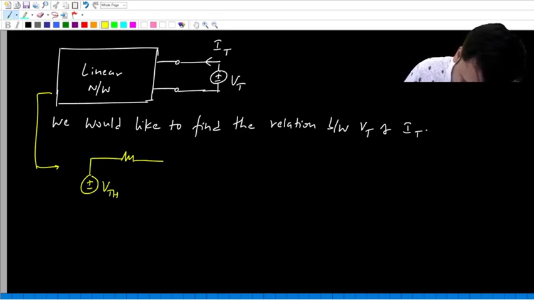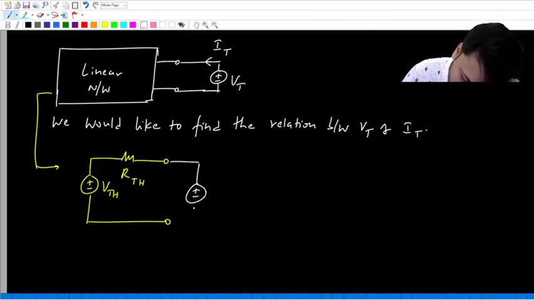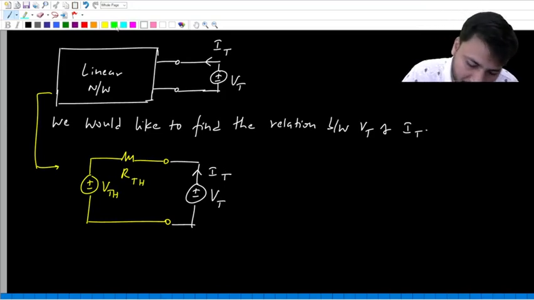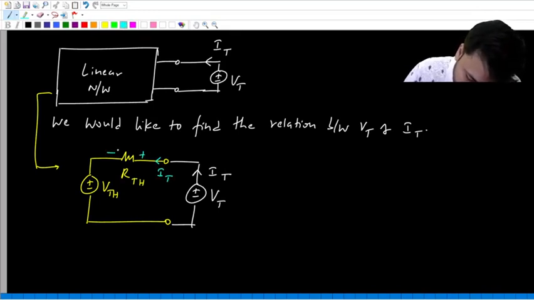So what does a Thevenin equivalent have? It contains Vth in series with Rth. And then again outside this we have the same test voltage source Vt, and this current flowing out of the plus terminal is the same It. Now what is this current? It is It. So what is the drop across Rth? It is It times Rth.